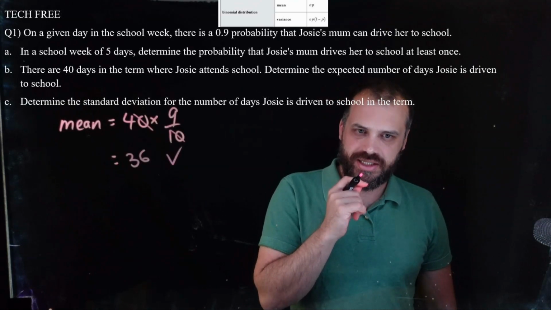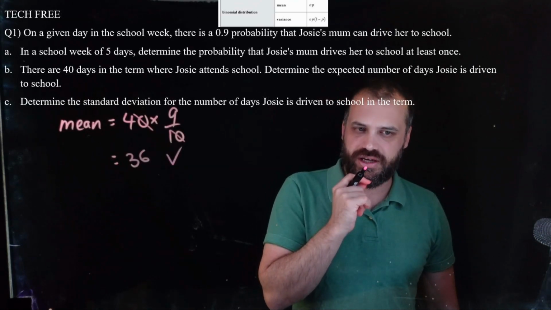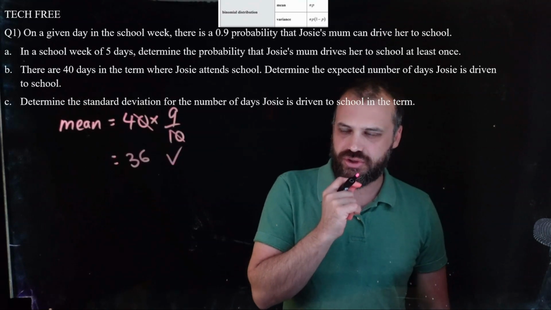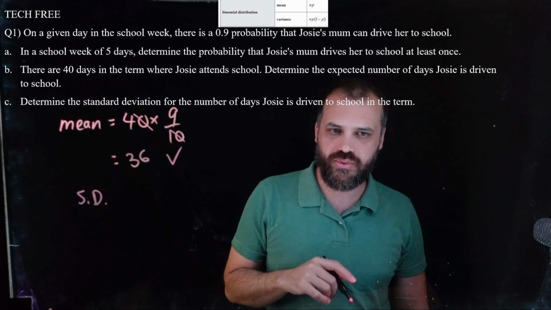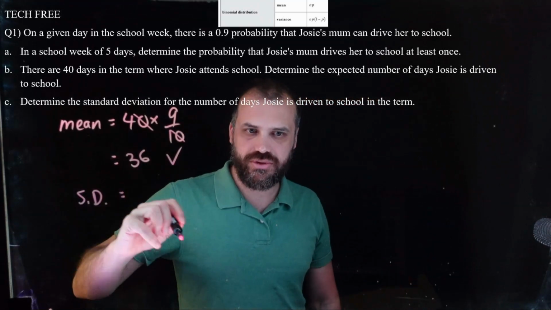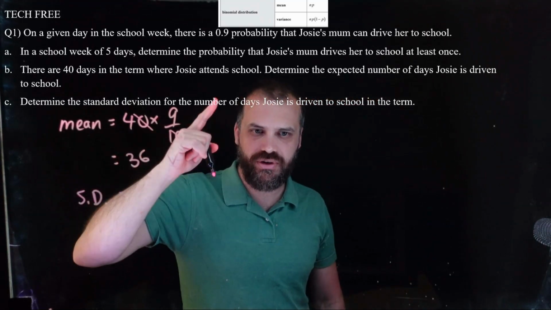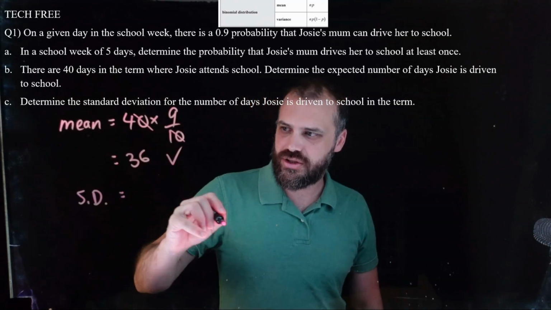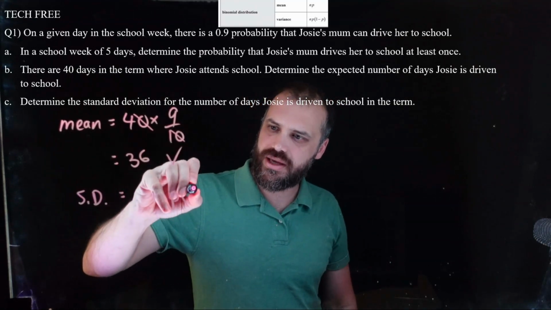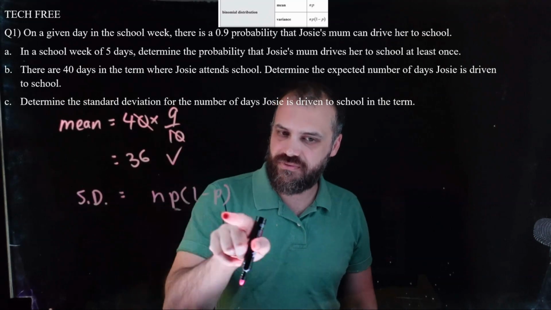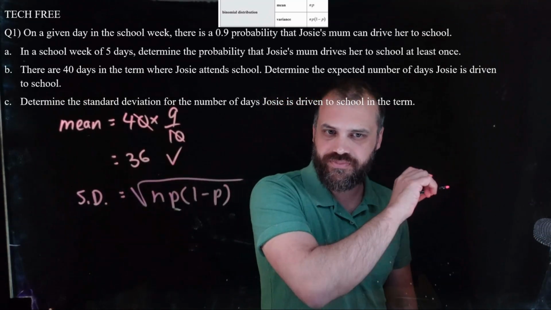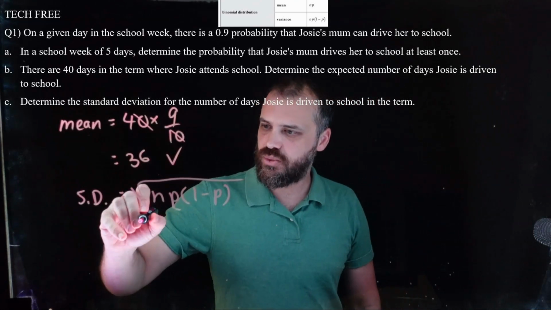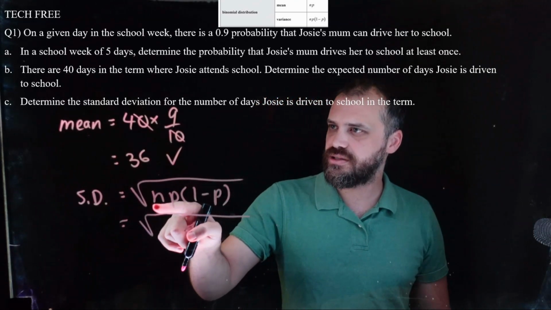Determine the standard deviation for the number of days Josie is driven to school in the term. All right, so the standard deviation, we have our formula up there as well. Actually, we've got a variance formula up there. So the variance is equal to np(1 minus p). That's the variance, but I want the standard deviation. So I'm going to need a square root in there as well.